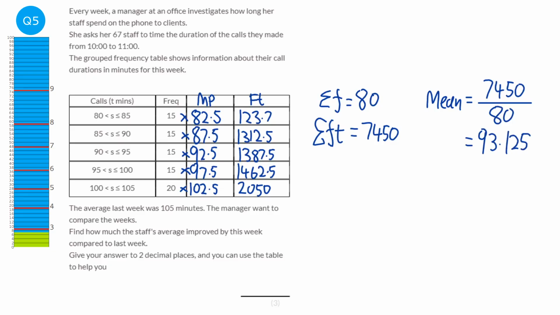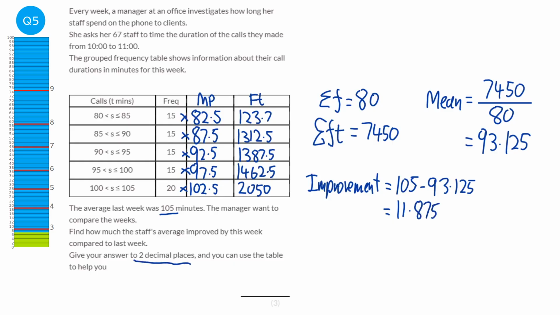Now this question is about the improvement that the manager has made, the call centre's made. So we're looking at subtracting the 93.125 away from the last week, which was 105. So we're looking for improvement. We're going to do 105 take away the 93.125, and that's going to be 11.875.